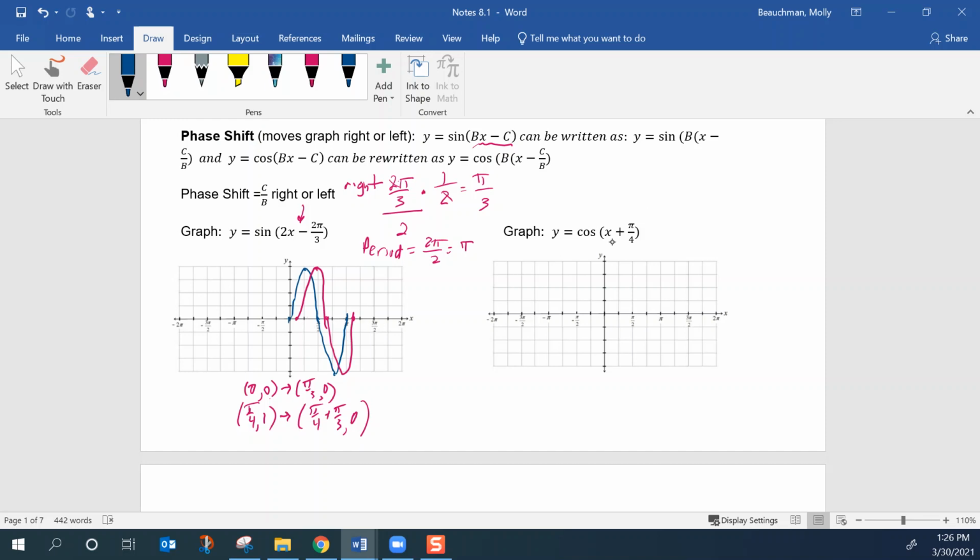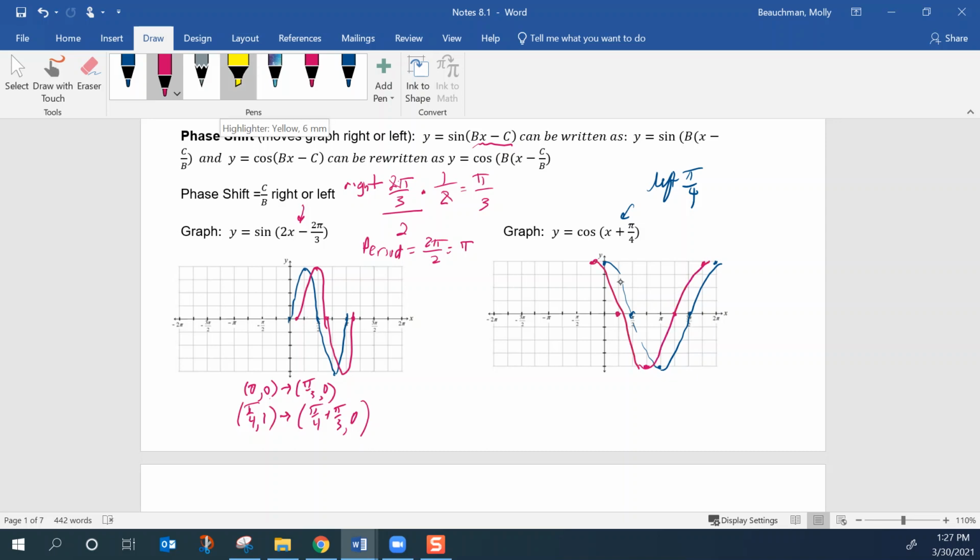Graph y equals the cosine of x plus pi over 4. In this case, the amplitude is 1. The period doesn't change. I'm moving my graph to the left because that's positive, pi over 4. So if I start with the original cosine that has a period of 2 pi, that didn't change. And then I'm moving my graph to the left pi over 4. So move each of these key points to the left pi over 4. And redraw your graph.